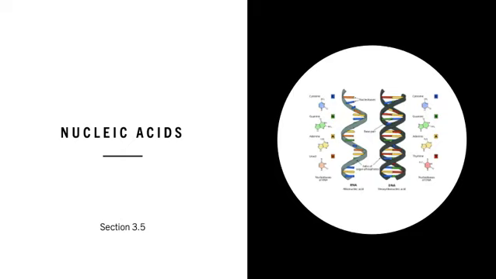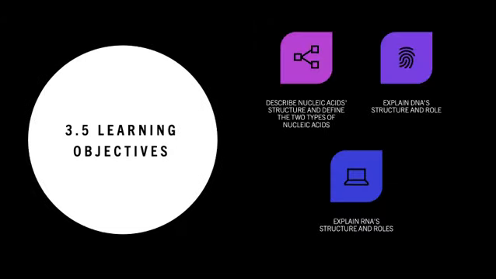Hello and welcome to our last section, section 3.5 in our chapter 3 video lecture series on nucleic acids. These are our most important macromolecules for us to be able to continue life because they contain our cell's genetic blueprint and have instructions for its functioning. So our learning objectives here are going to be to describe nucleic acid structure and define the two types of nucleic acids, explain DNA structure and role, and explain RNA's structure and role.